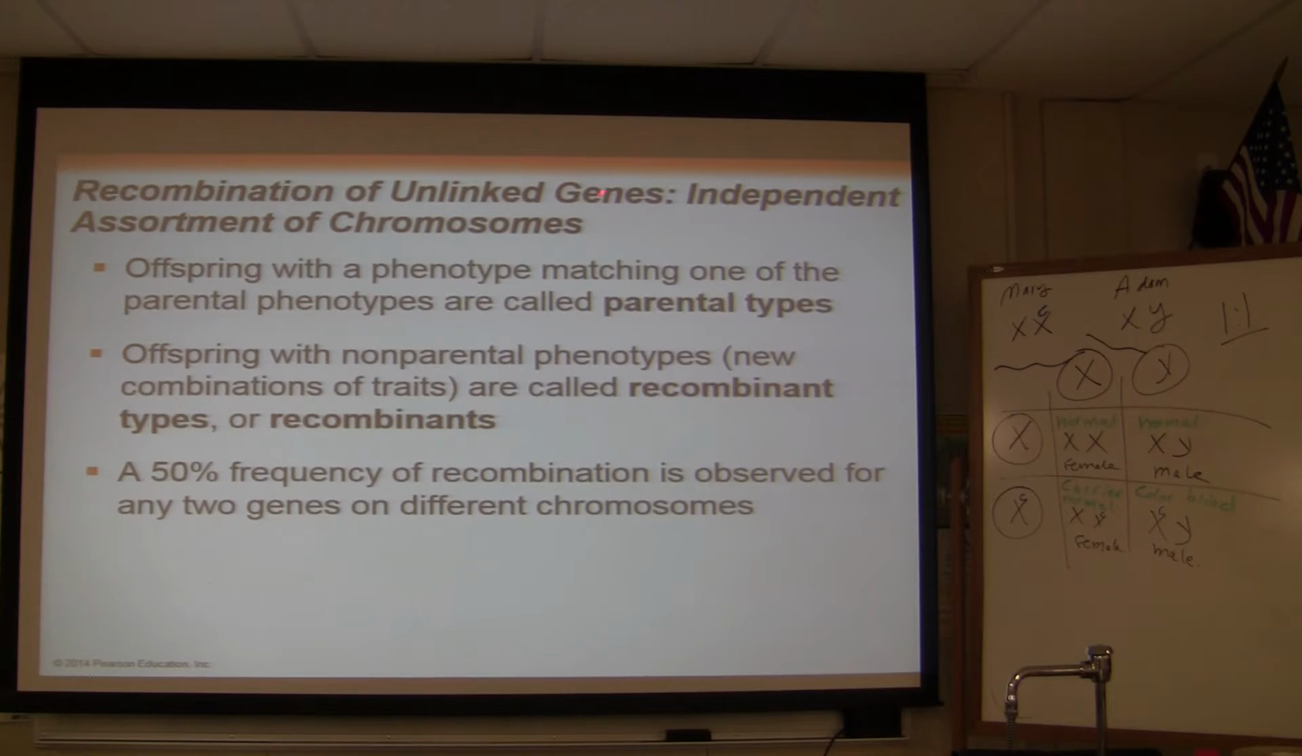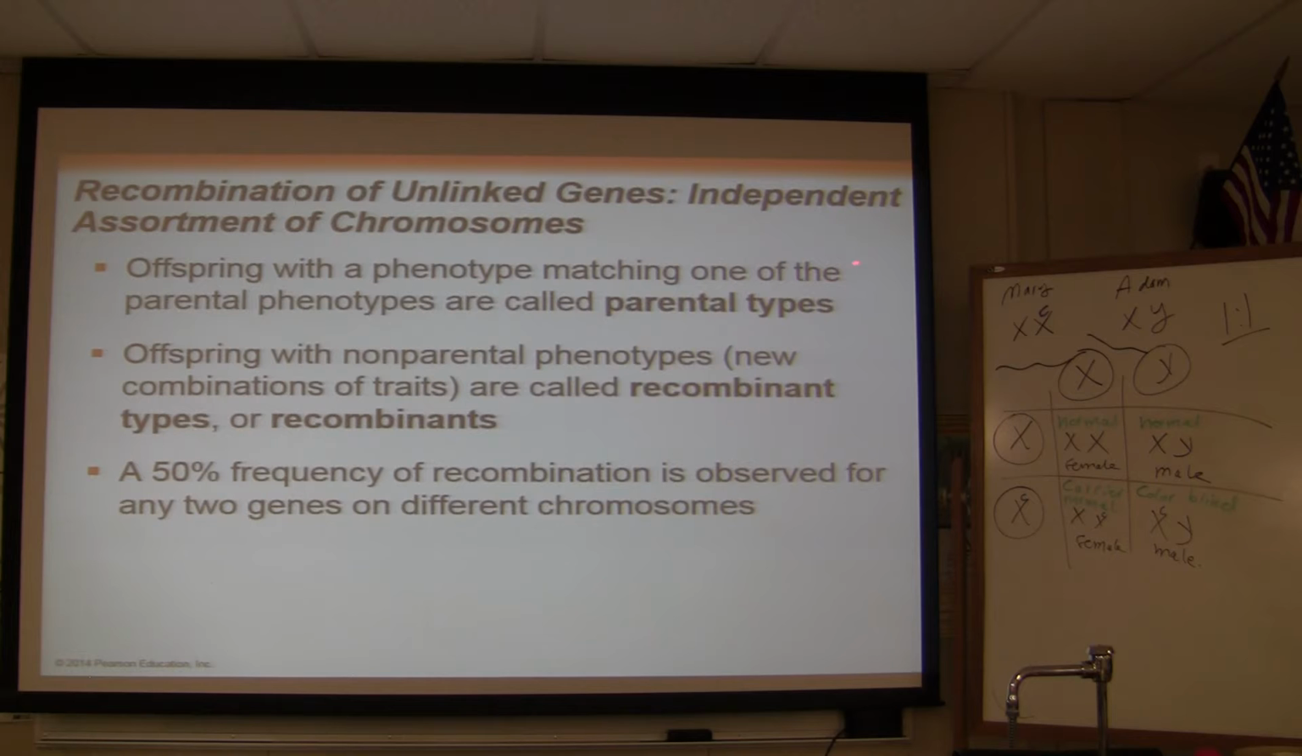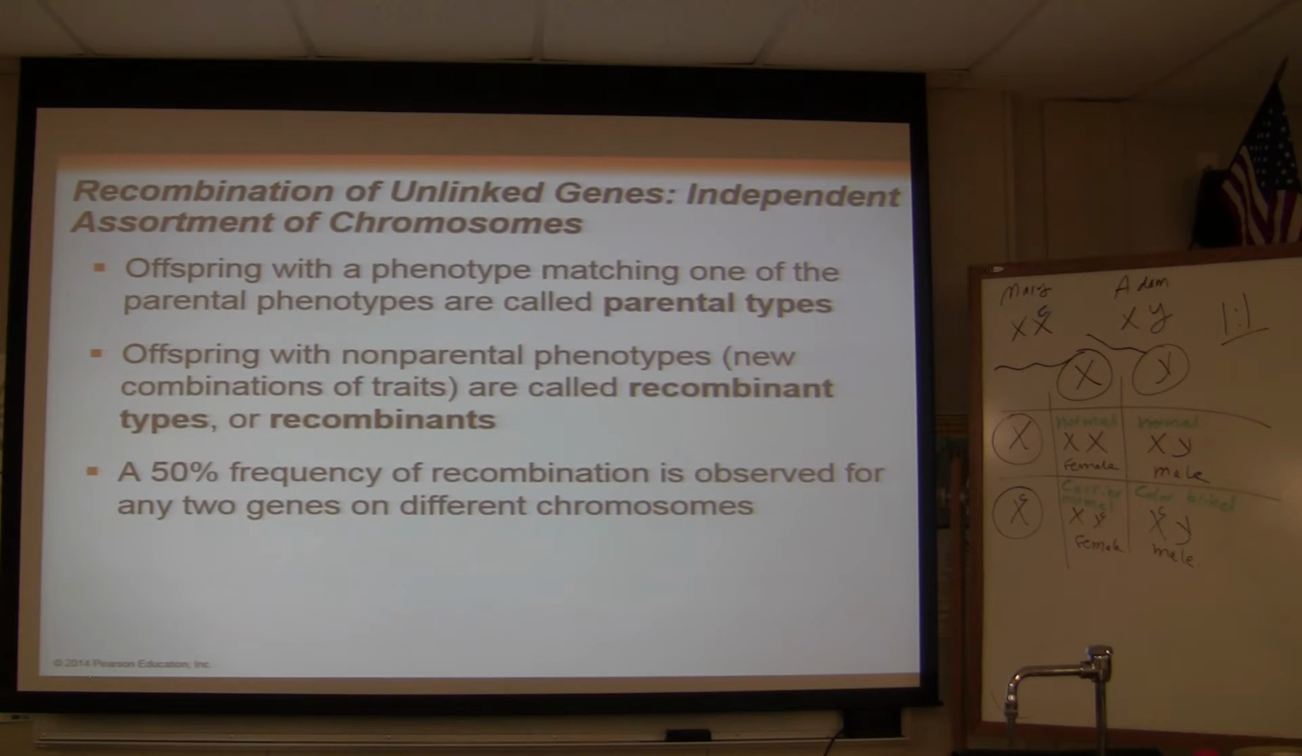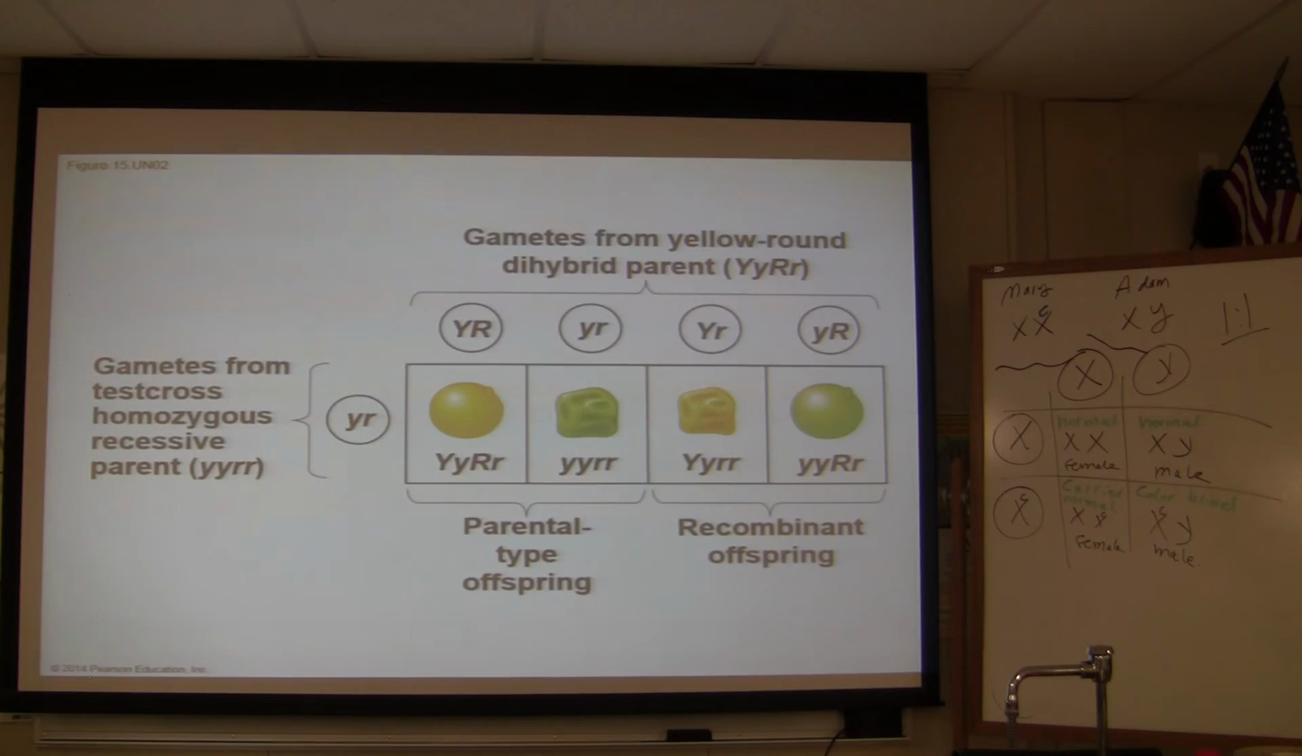Recombination of unlike genes, independent assortment of chromosomes: offspring with phenotypes matching one of the parental phenotypes are called parental types. Offspring with non-parental phenotypes, new combination traits, are called recombinant types or recombinants. I'll show you a 50% frequency of recombinants is observed for any two genes on different chromosomes. For example, I do not have one. This sex link is a bad example of this one. Here we go.